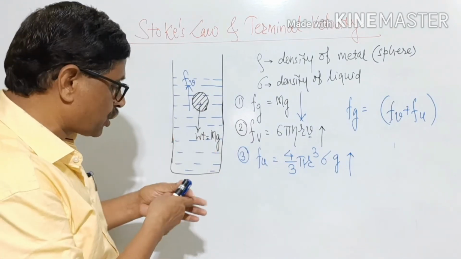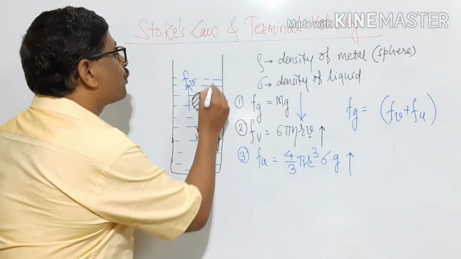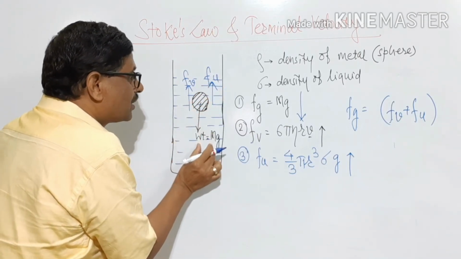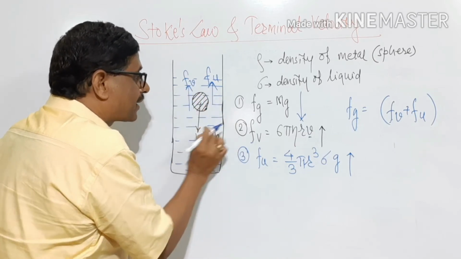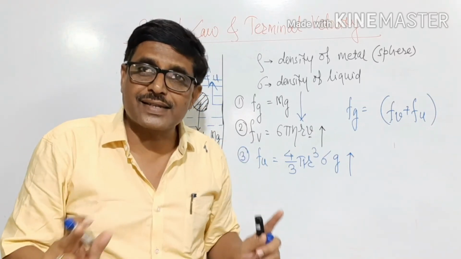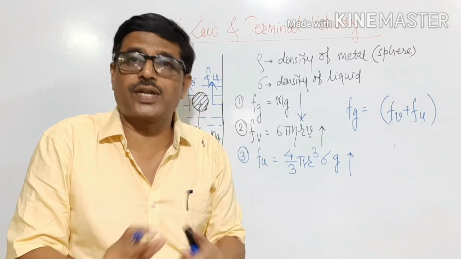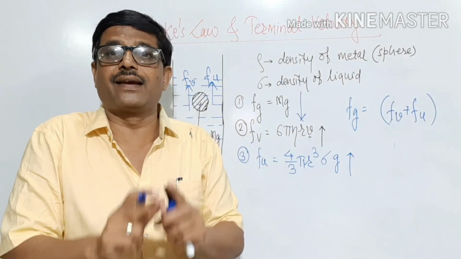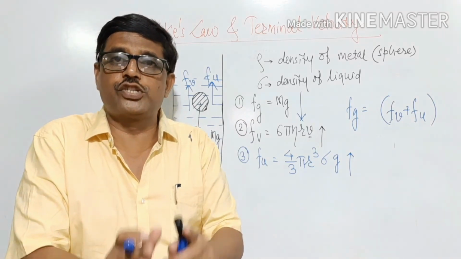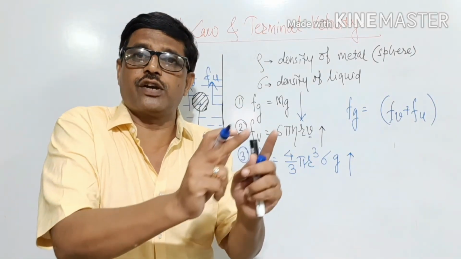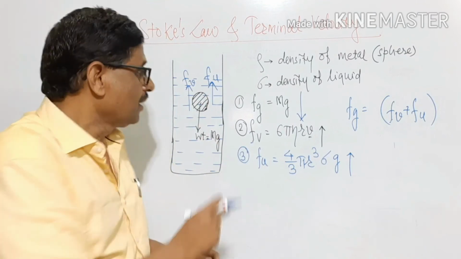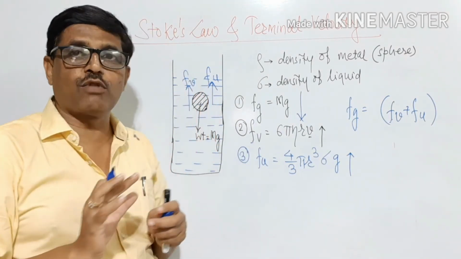When the upward forces, viscous force plus the upthrust, are equal to the weight, the net force acting on the bob is equal to 0. Net force is 0, net acceleration is 0, and thereafter there will not be any increase in velocity, and 0 acceleration means 0 change of velocity. 0 change of velocity means constant velocity, and this constant velocity is nothing but the terminal velocity of the spherical body.